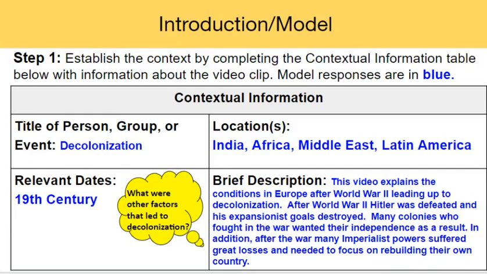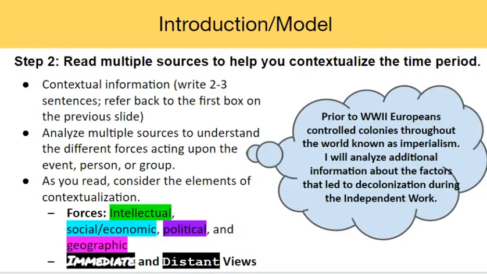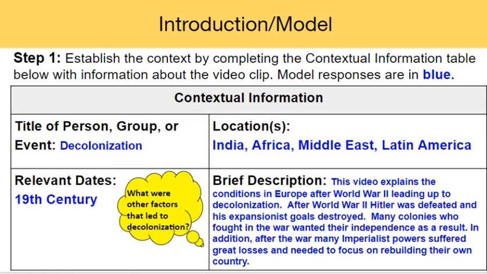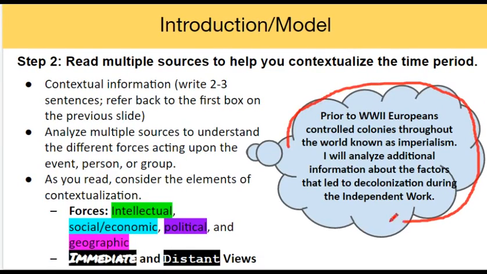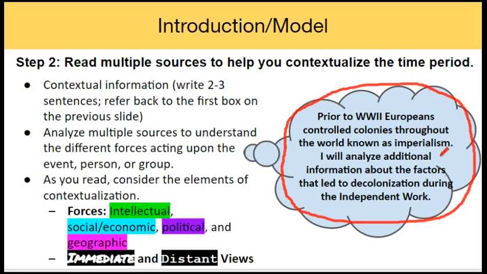You're going to use the information from this chart to write 2 to 3 sentences of basic contextual information. And again, you're going to use the information from this chart that was modeled for you. Now, the next step, this is what should be going through your head about colonization that went on before World War II and because of World War II. Countries that were colonized wanted to break away. You're going to think about how you're going to analyze additional information about the factors that led to decolonization.